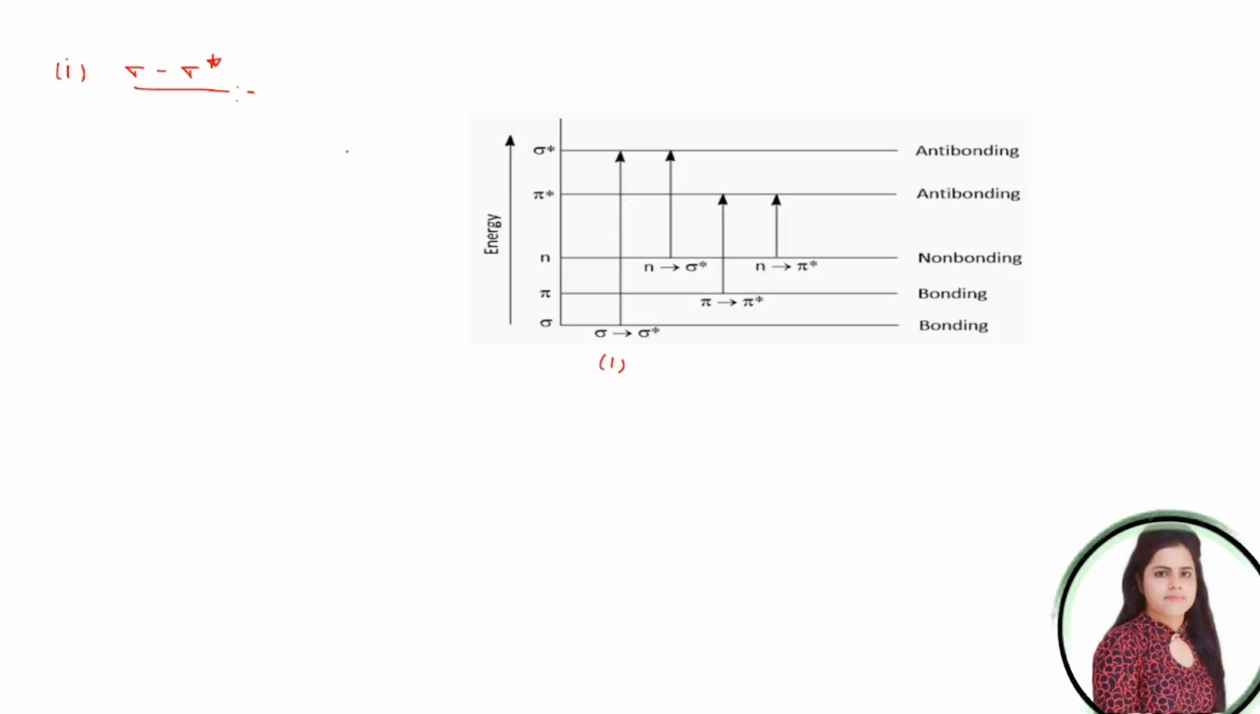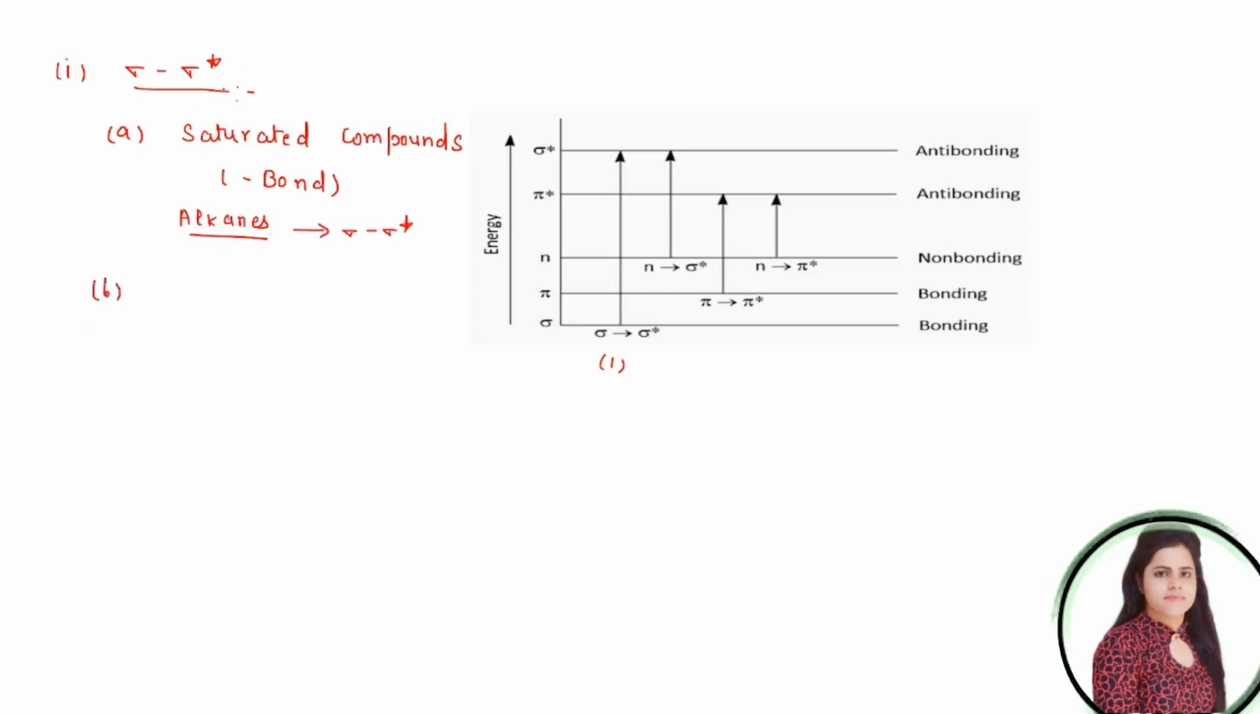Now the question is, what kind of compounds show this transition? The very first are saturated compounds. Saturated compounds are compounds which have single bonds without any heteroatom like oxygen, fluorine or chlorine. This kind of molecule, like alkanes, will show sigma to sigma star transition.